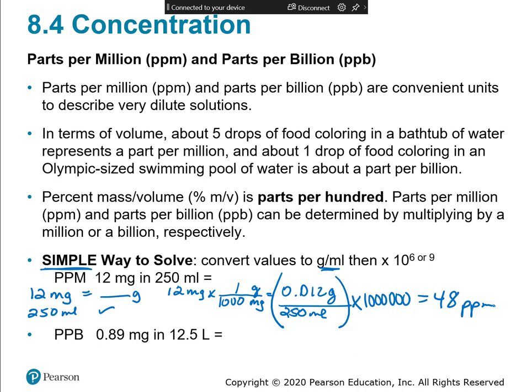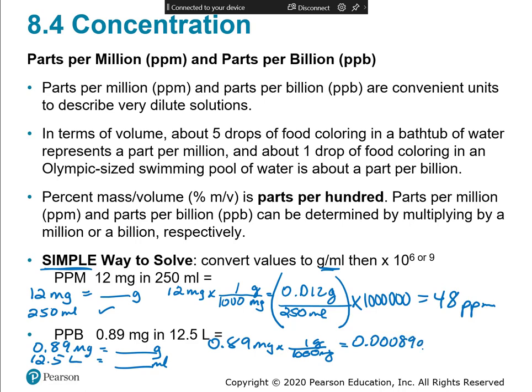So if it's 0.89 milligrams, I know I got to put that in grams, right? And then I have 12.5 liters, so I know I got to put that in milliliters. So I have to do 2 unit conversions, I have to convert each one. 0.89 milligrams times, in the line, 1,000 milligrams on the bottom, gram on top. So that's 0.00089 grams. 12.5 liters: liters goes on the bottom, milliliters on top. So this is going to be 12,500 milliliters.